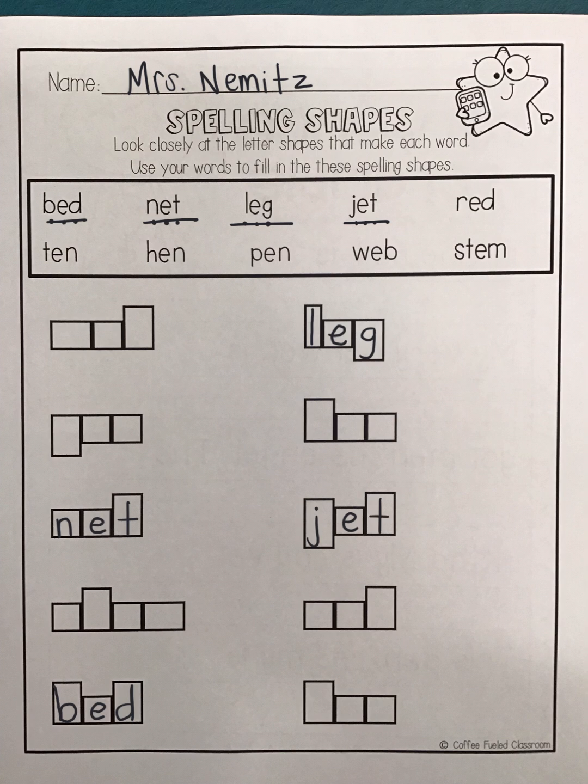My next word is red. The color red. R-E-D. Red. With red, my pattern is short box, tall box. R-E-D. Red.